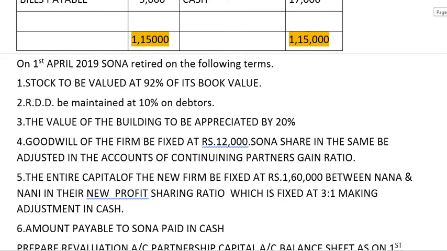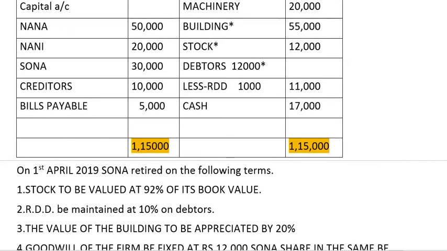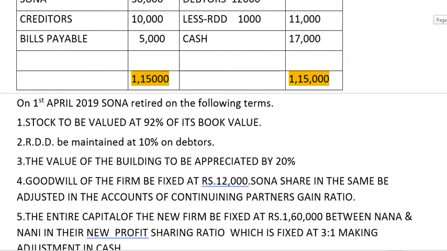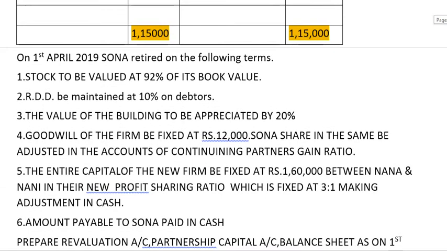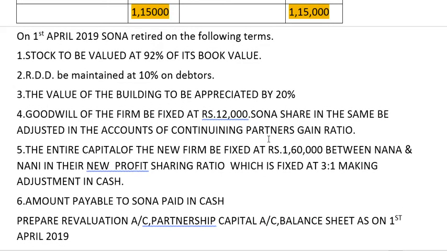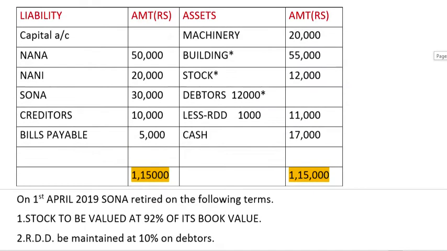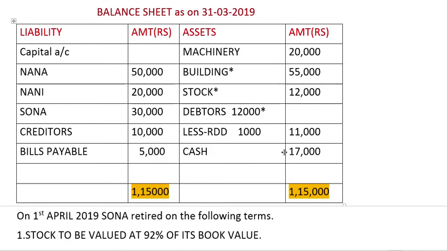So stock is there, then second is RDD. I have already put a star mark on stock, then RDD on debtors I have put. Then the value of the building to be appreciated by 20%, third adjustment. So building I have put a star mark. Then the goodwill of the firm be fixed at 12,000. These calculations we will have to do, and the last one, the entire capital of the new firm be fixed at this. So these calculations will have to be done. So from here only these star marks are there. So let's get started. Let's start posting.